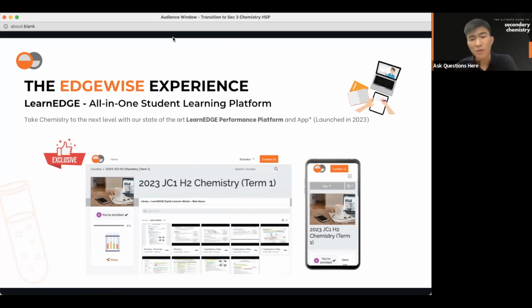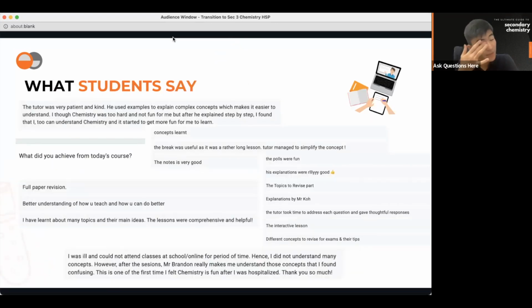We have tried and tested this with the batch of students this year as well. It has been very effective. So you can see that we have a lot of reviews, and the tutors are very patient. We give breaks for students to rest during mid-lessons, and we are able to simplify the concepts very well, explaining each question until it is crystal clear for every student.